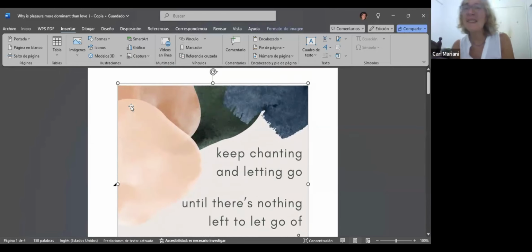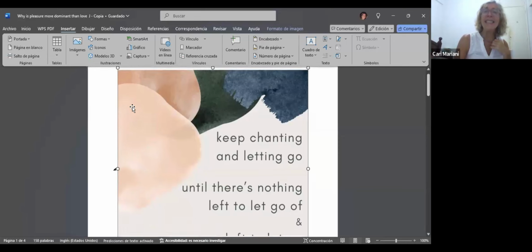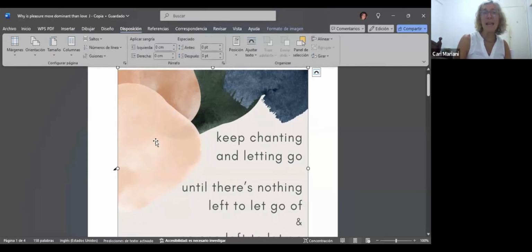It parece un trabalenguas, ¿vieron? But it is a very profound phrase. Keep chanting. Chant, what is to chant? To sing. Keep chanting and letting go until there is nothing left to let go of. Nothing left. Eso es otra, another expression that is very much used in English. There is nothing left. Ya no queda nada.